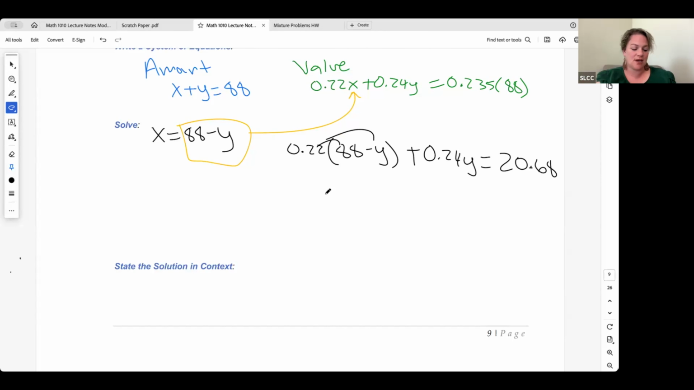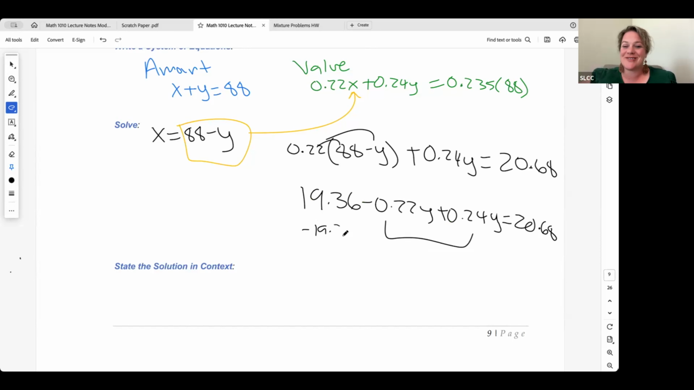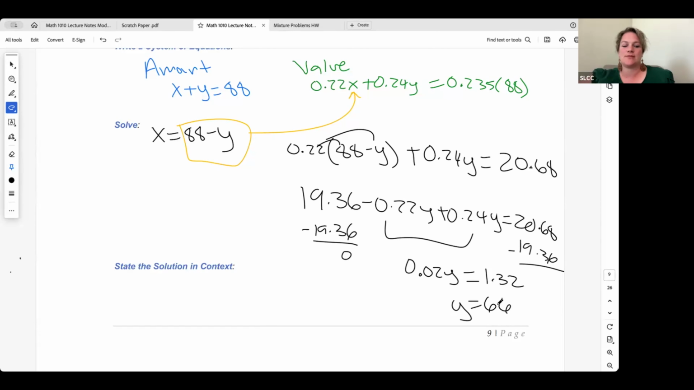Now we combine like terms, so distribute and combine those like terms. So 0.22 times 88 is 19.36, minus 0.22y plus 0.24y equals 20.68. Combine these like terms and also subtract the 19.36 from both sides. So on the left, you will have 0.02y, and on the right, you have 20.68 minus 19.36, which is 1.32. Now divide both sides by 0.02 to get that y is 66.